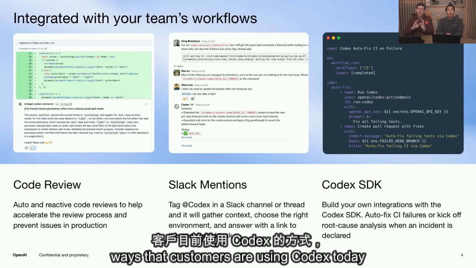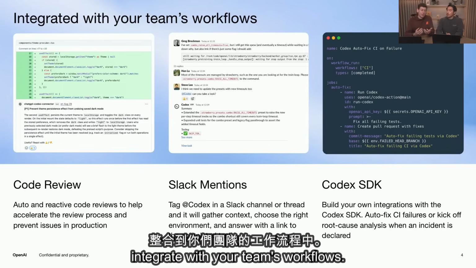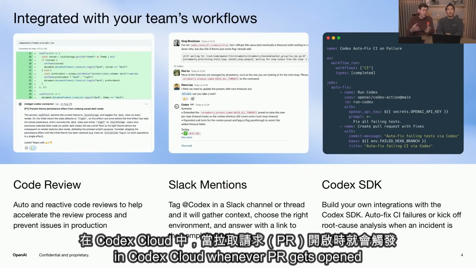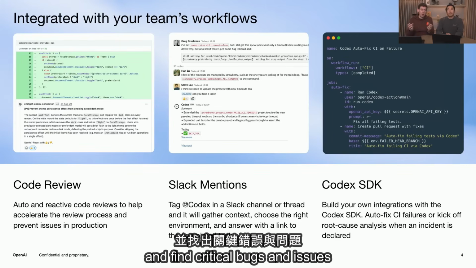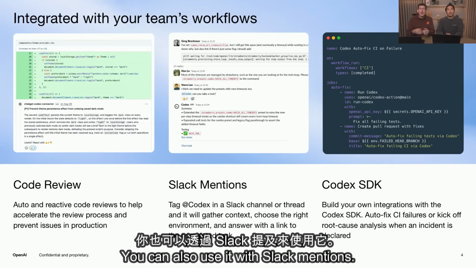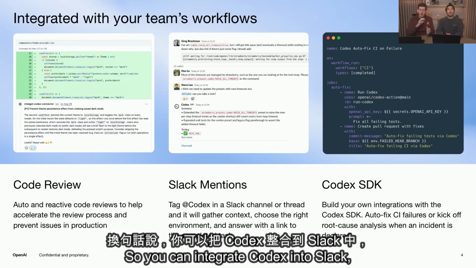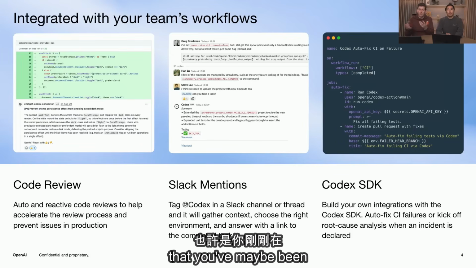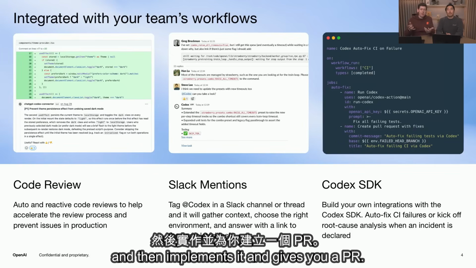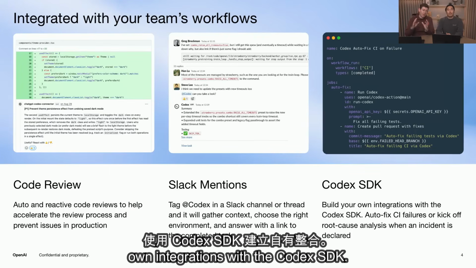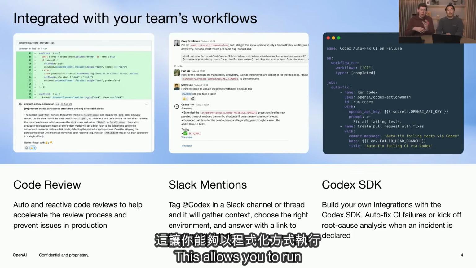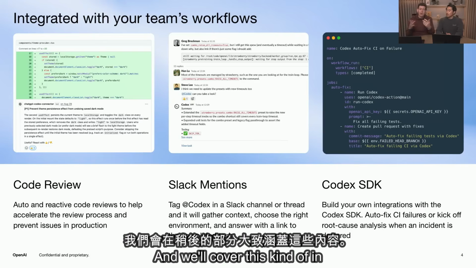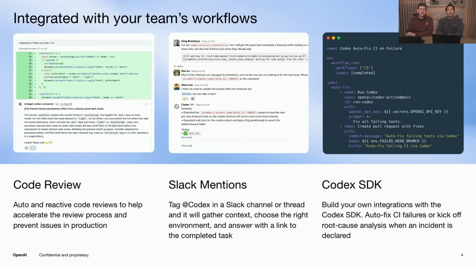So here are a few of the ways that customers are using Codex today and how it can integrate with your team's workflows. As Derek mentioned, you can kick off code reviews in Codex Cloud whenever a PR gets opened, and Codex can provide comments and find critical bugs and issues before they get merged into production. You can also use it with Slack mentions, so you can integrate Codex into Slack, mention it, and then it picks up the whole conversation thread that you've maybe been chatting with your team about, and then implements it and gives you a PR. And you can also build your own integrations with the Codex SDK. This allows you to run Codex programmatically in your own containers, and so you can get structured output out of Codex, and we'll cover this in the back half of the presentation here.